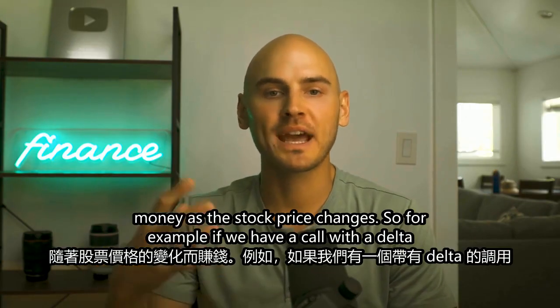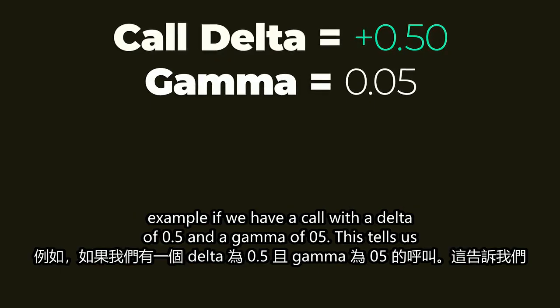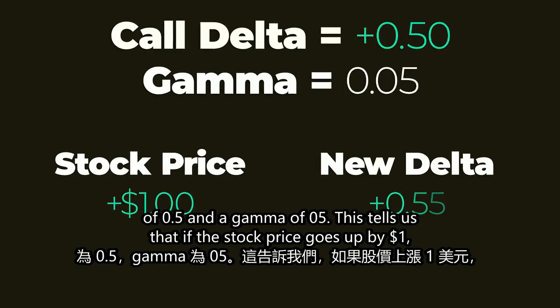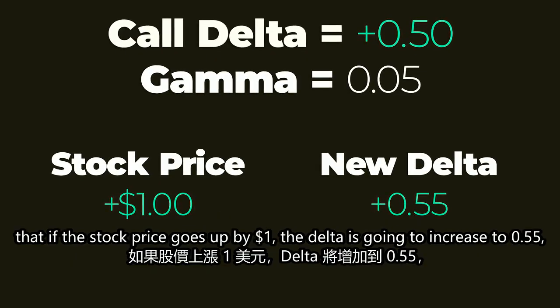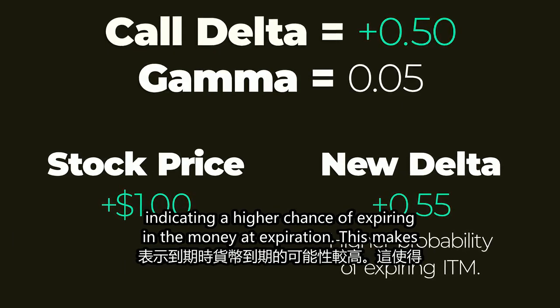So for example, if we have a call with a delta of 0.5 and a gamma of 0.05, this tells us that if the stock price goes up by $1, the delta is going to increase to 0.55, indicating a higher chance of expiring in the money at expiration.